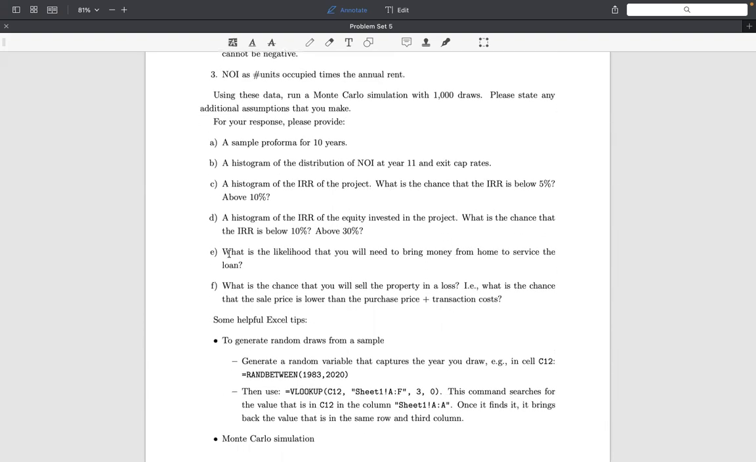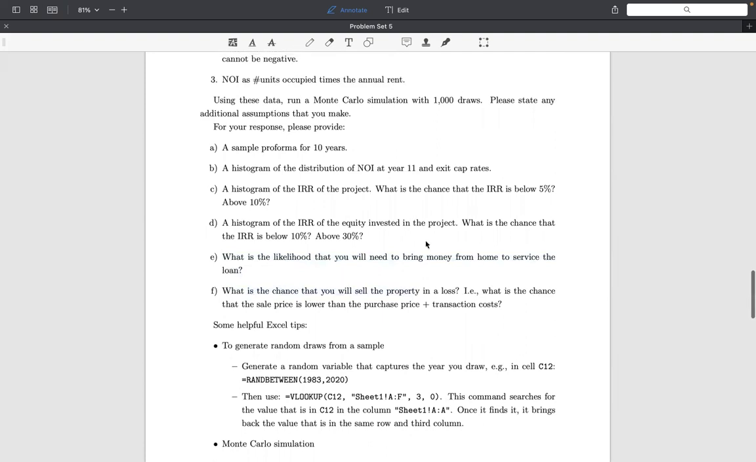I think I've covered everything. What is the likelihood that you need to bring money, and what is the chance that you sell the property at a loss? And that's it.